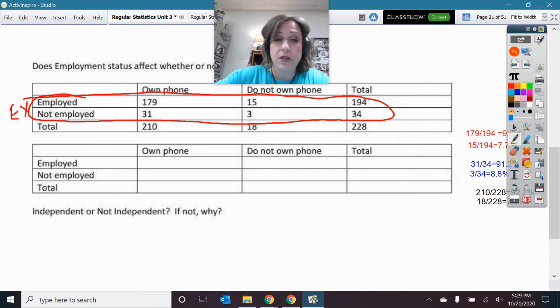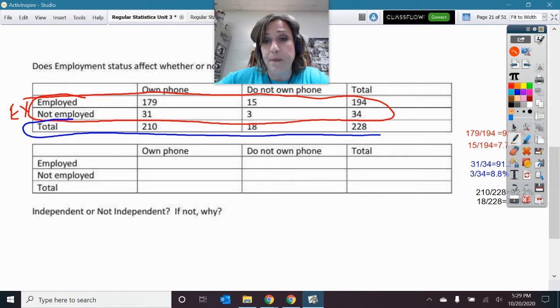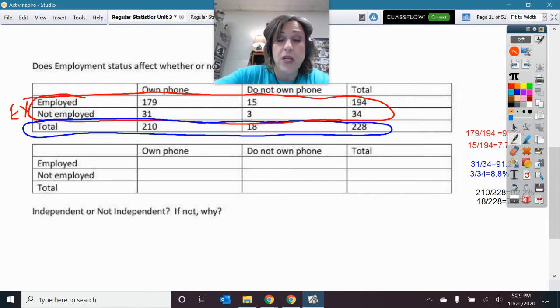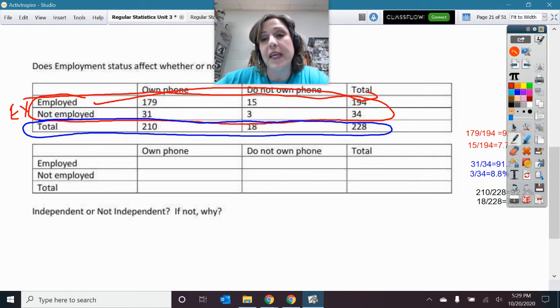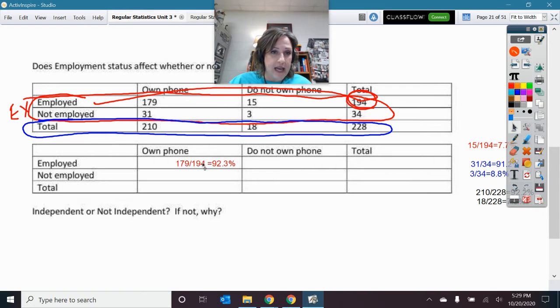And then marginal, this is overall, this is the rate at which people own a phone and don't own a phone. So, how will our fractions go? Well, think of it this way. If you say these words, it helps you. Conditional upon you being employed. So that's out of the 194 employed. That's your denominator. So let's put those in. So 179 out of 194 employed own a phone. Next, 15 out of the 194 employed don't own a phone.